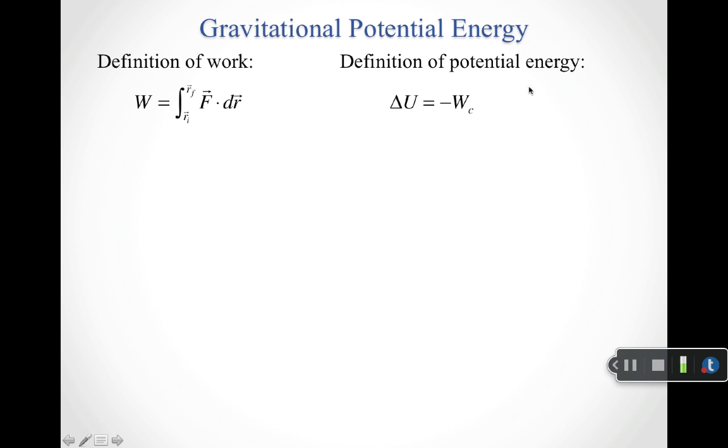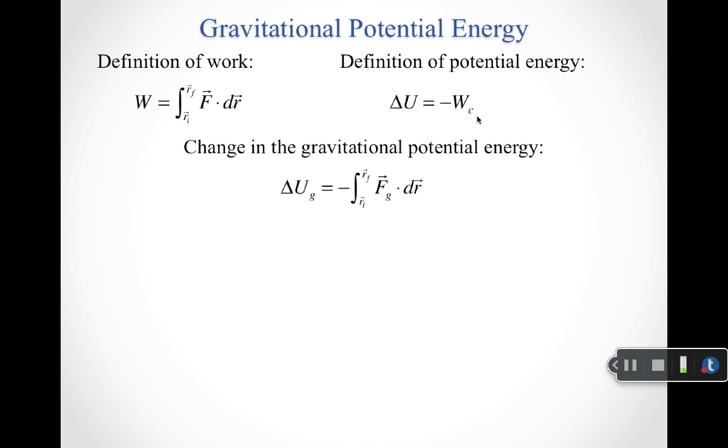And then potential energy: the change in potential energy is defined to be equal to negative the work done by a conservative force. So to have a potential energy, you have to have a conservative force. In this case, the conservative force we have is the gravitational force. So talking about the change in the gravitational potential energy, we just need to put these two things together. And so we have negative the integral from some initial position to some final position of the gravitational force dotted with our little displacement.